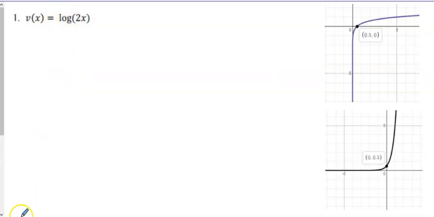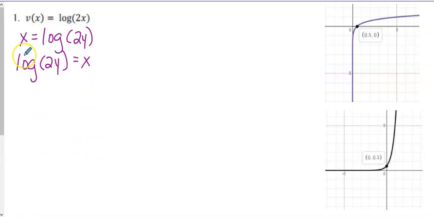Let me go ahead and switch the x and the y. So I switched the x and the y, and I like to start with the log part of it on the left side. That's just my personal preference. You don't have to do that. I want you to keep in mind that this is log base 10. If it's not written there, it's implied that it's log base 10. So this is going to be rewritten as 10 to the x power equals 2y. I'm going to switch to the other color when I do that. 10 to the x power equals 2y.